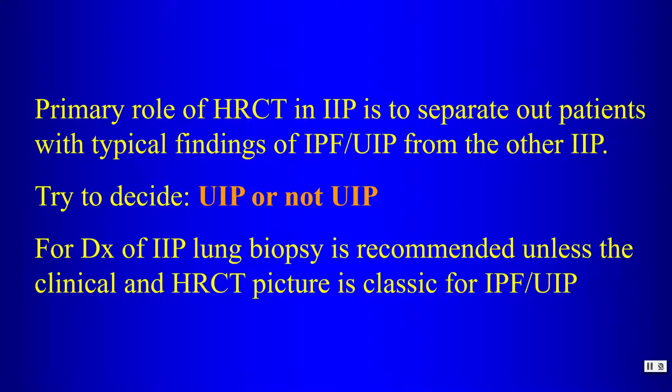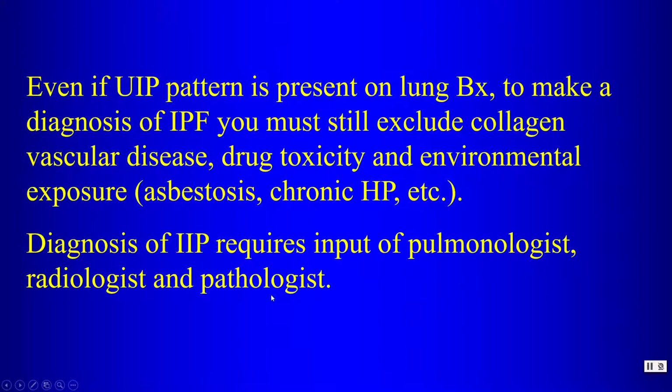So if the clinical symptoms seem like UIP or idiopathic pulmonary fibrosis and the CT scan looks like idiopathic pulmonary fibrosis, then the patient can be treated for idiopathic pulmonary fibrosis without lung biopsy. The other idiopathic interstitial lung diseases will usually require lung biopsy for definitive diagnosis. However, even if a UIP pattern is present on a lung biopsy, to make the diagnosis of idiopathic pulmonary fibrosis, you still have to exclude other disorders like collagen vascular diseases, drug toxicity, and even environmental exposures like asbestosis, because these can occasionally also give you a UIP pattern on histology.